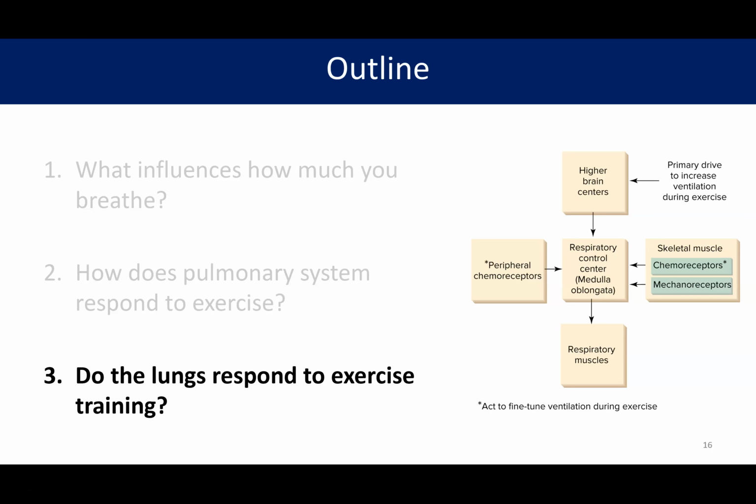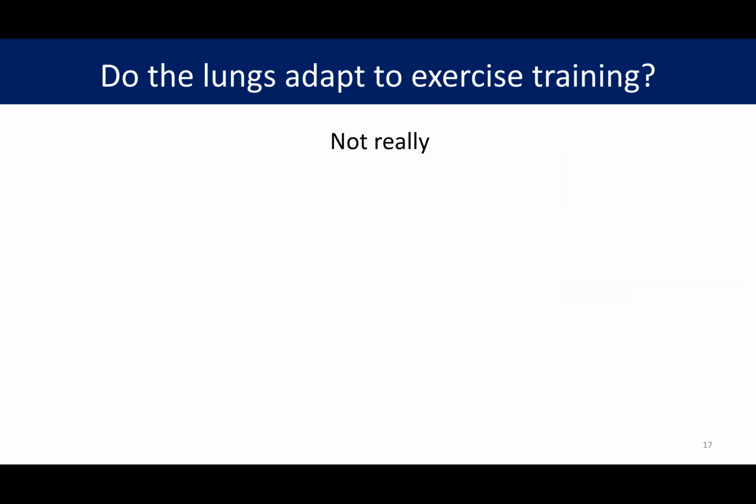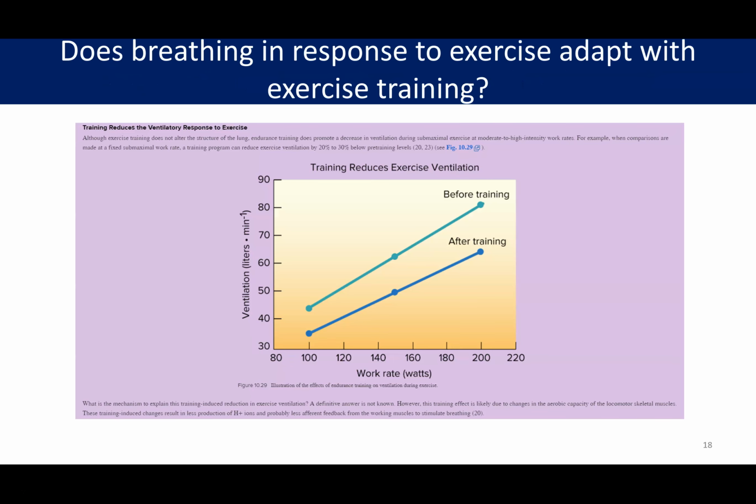The answer to the question, do the lungs respond to exercise training or do they adapt? No. The number of alveoli that you have is not really going to change with exercise training. The size of your bronchioles doesn't really seem to change with exercise training. The lungs are overbuilt to begin with, and it seems like they've nearly maximized how big they can be for the size of your rib cage and your chest. So they can't get that much bigger. So you're not going to have more alveoli with exercise training or anything like that.